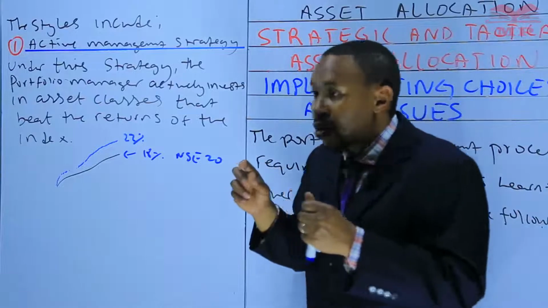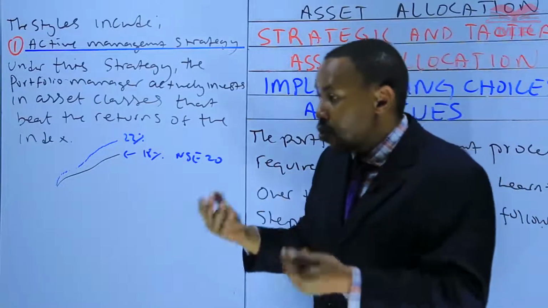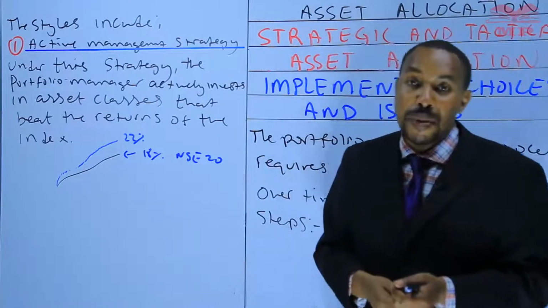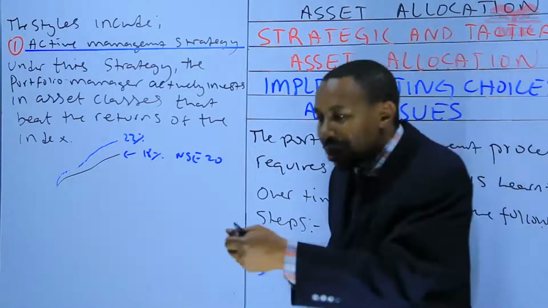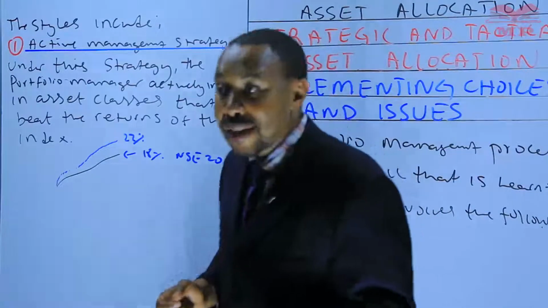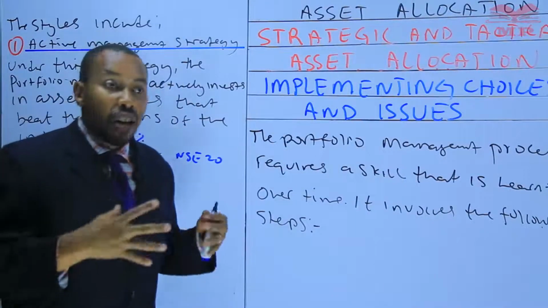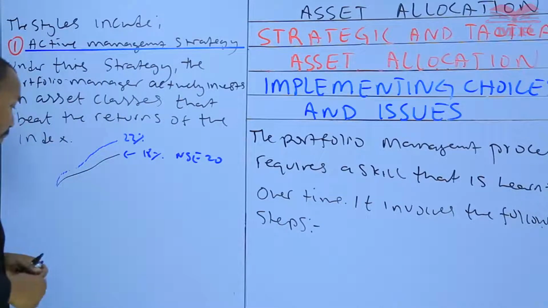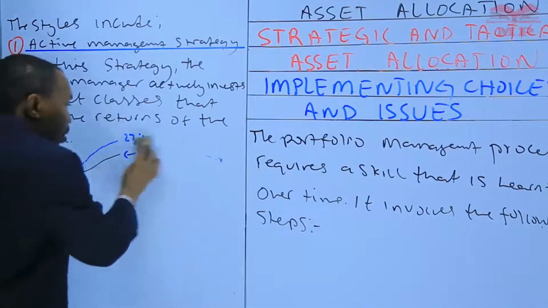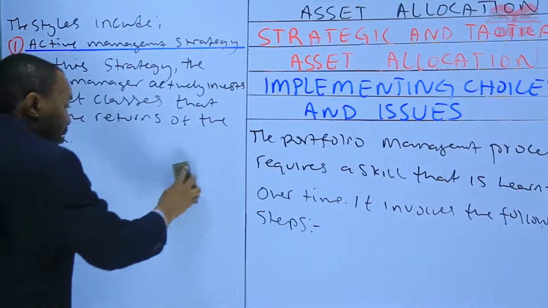You try and identify a security that is undervalued also. Maybe you could go for another security such as EABL, like that. You earn a return of 10% like that. So you're constantly buying and selling, actively managing the portfolio so that you can generate maximum returns for itself. So that is what we're saying is the active management strategy.